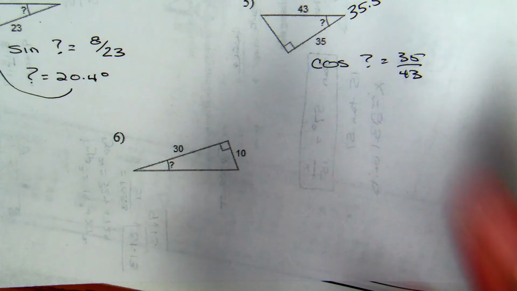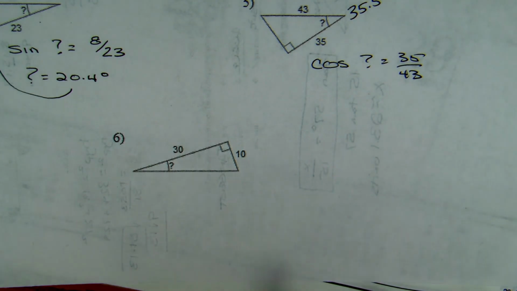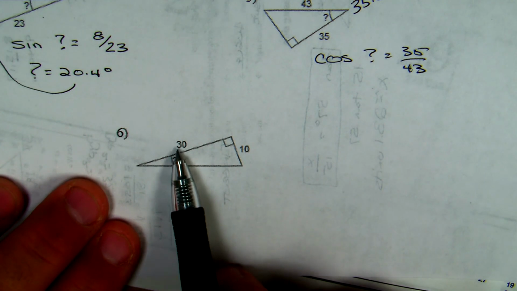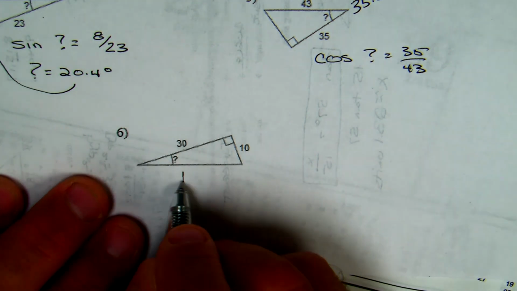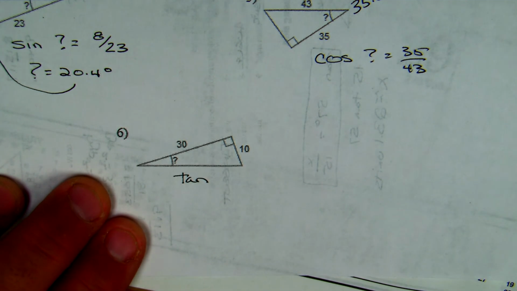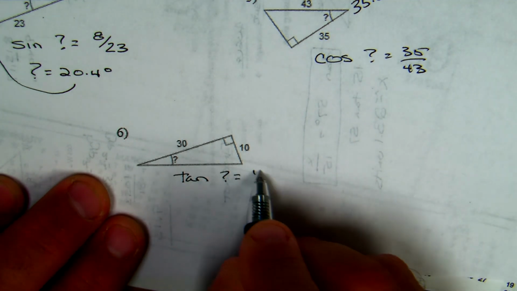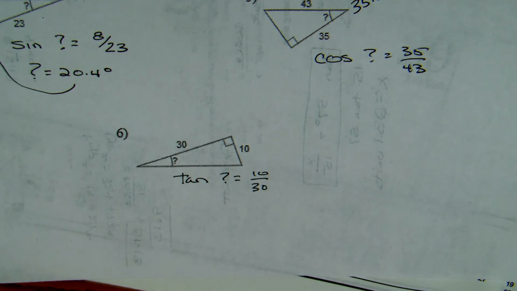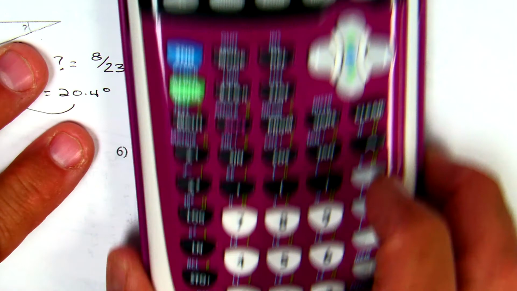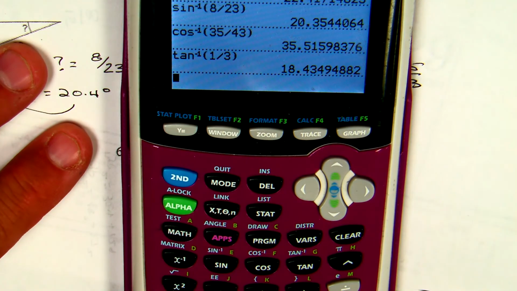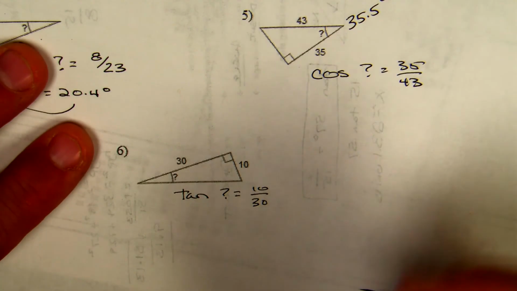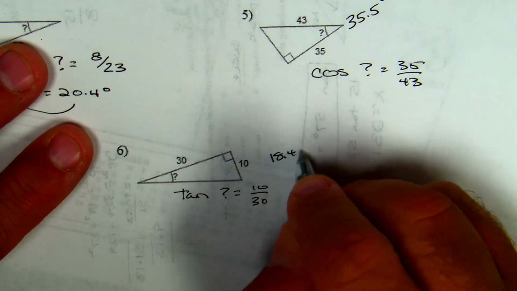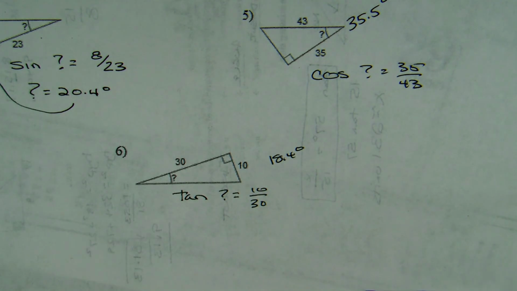Last one, number 6, and then you're off to the races. Opposite and adjacent. Oh, tangent, because the hypotenuse isn't involved. Tangent question mark equals 10 over 30. Can you reduce it? Sure, it would be 1/3. However, it's not necessary. Second tan, 1 divided by 3. Again, your choice if you want to do that or not. You'll still get the same angle measure, 18.4 degrees.